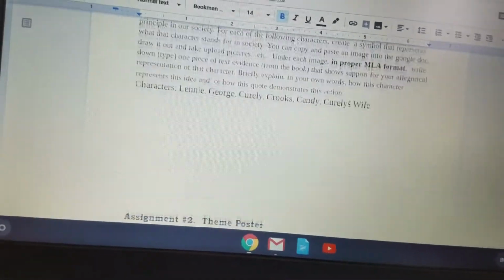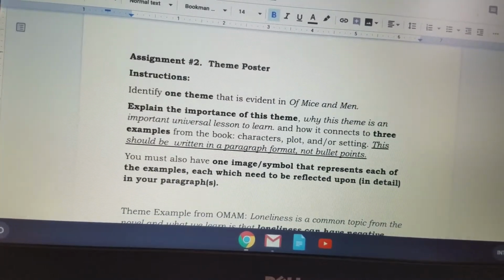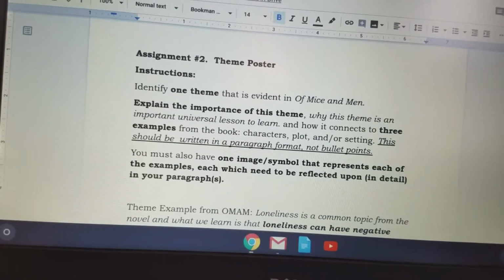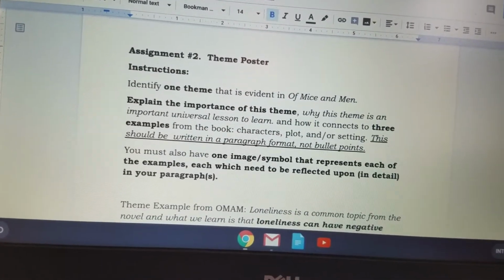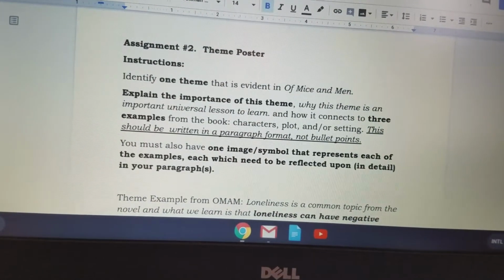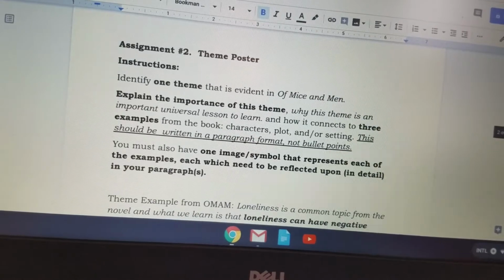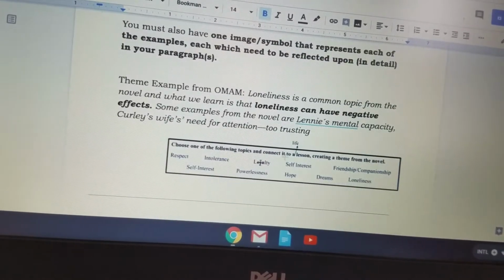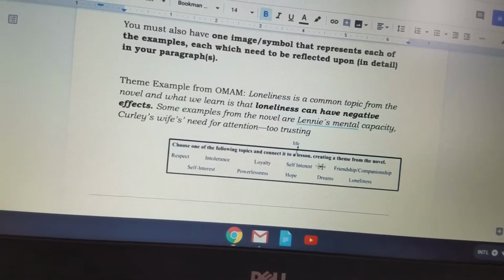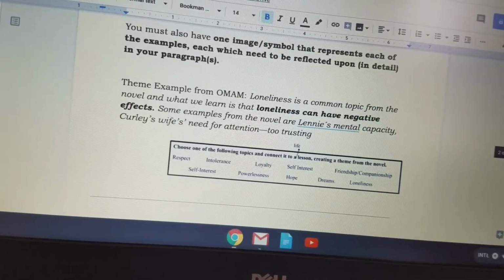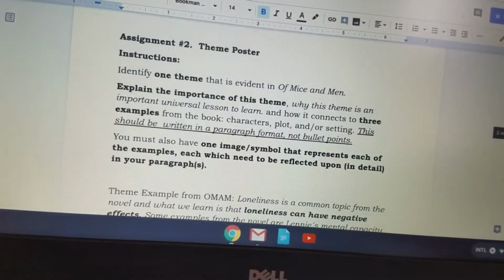Assignment number 2 is a theme poster. I'm going to show you an example that I did and then explain the expectation for this. You're going to first pick one theme that you find evident from Of Mice and Men. I've given you guys this little word box here with some topics that you can turn into themes. You don't have to use one of those, but those are good topics to choose from.